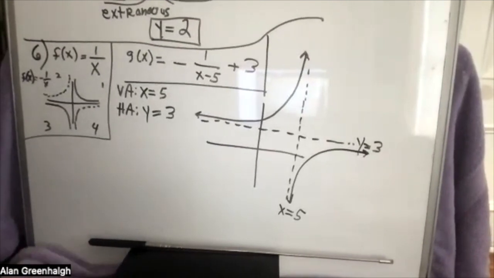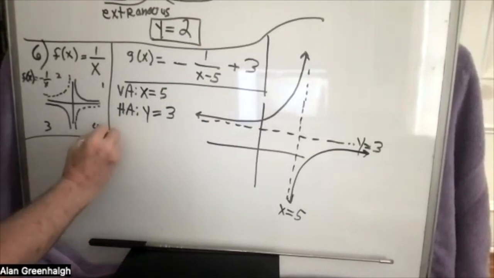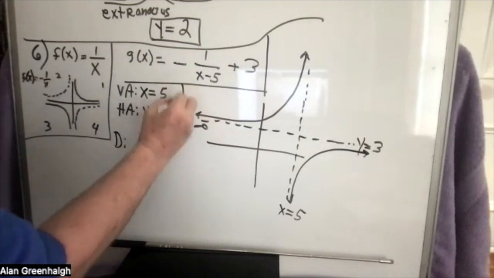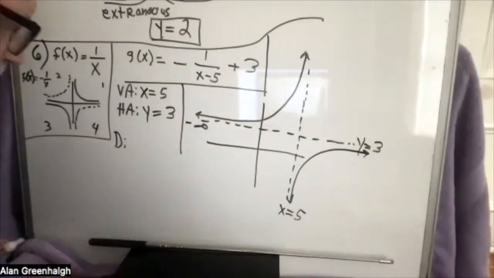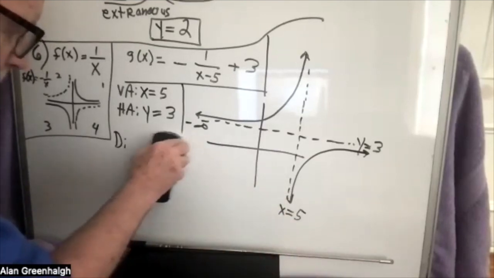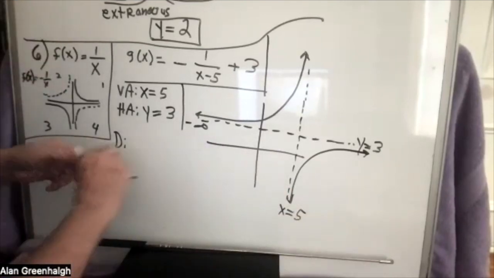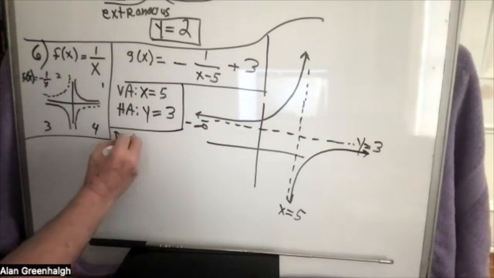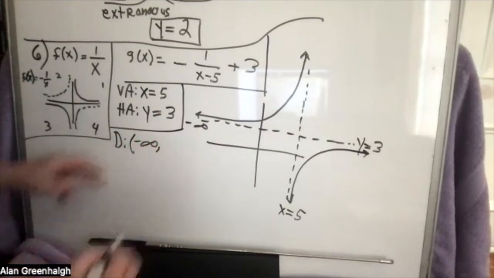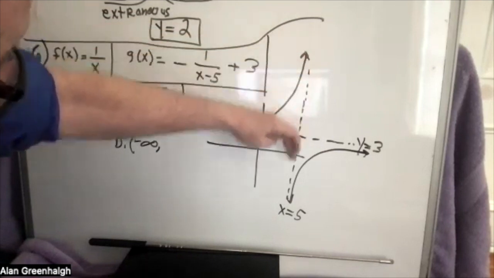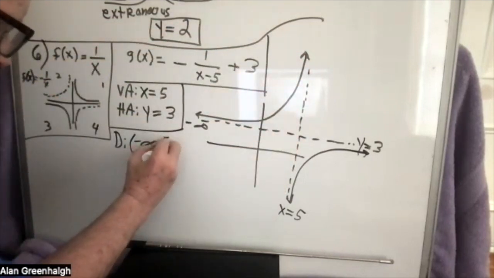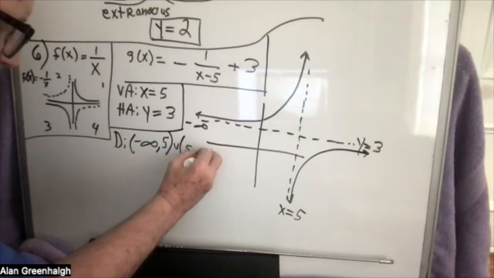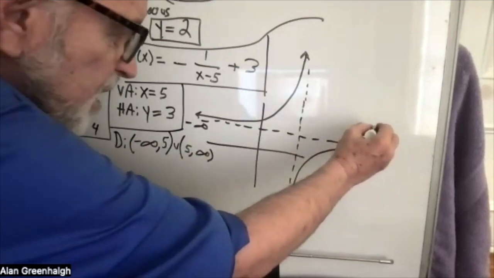Now, we're also asked for the domain. The domain will go from negative infinity to the vertical asymptote of 5. And then from the vertical asymptote to positive infinity, going out to here.